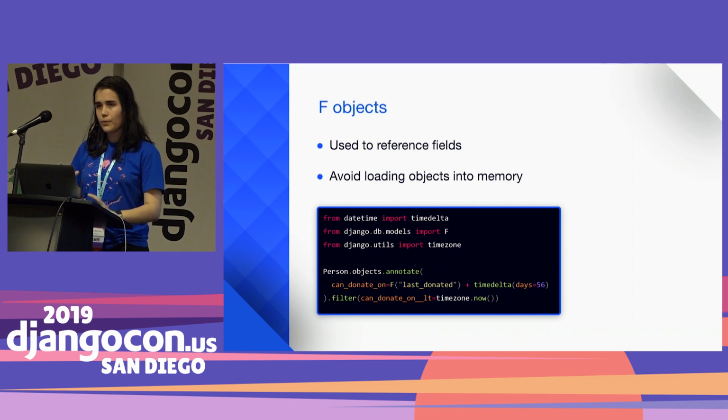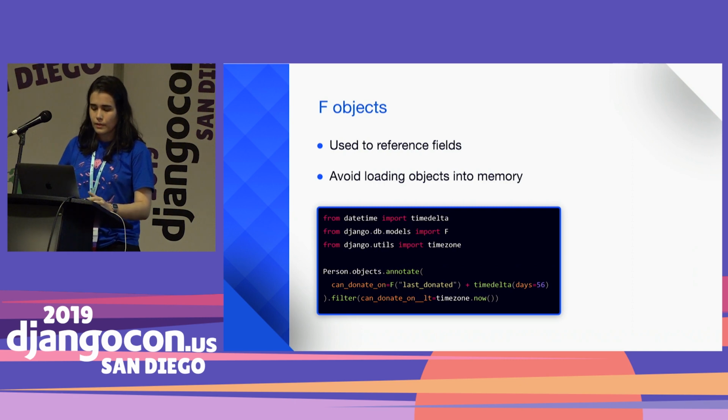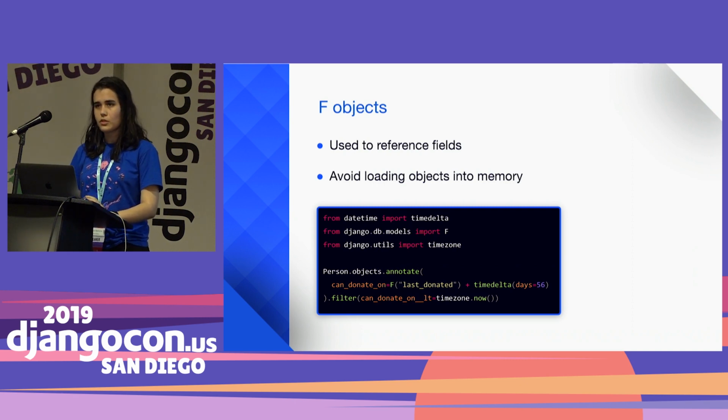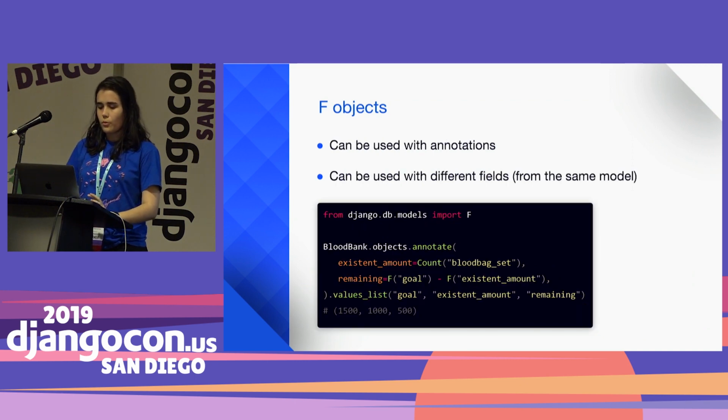Without it, you would have to write raw SQL or filter with Python, which we saw in the beginning of the talk, and that decreases performance a lot. Because there's no way to do operations like this in an effective way without using F, as far as I know.